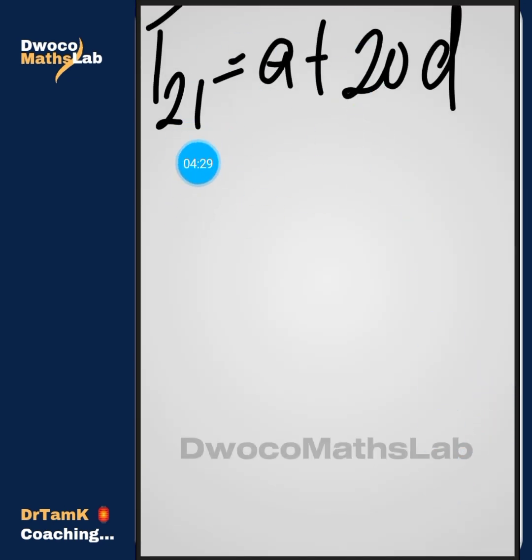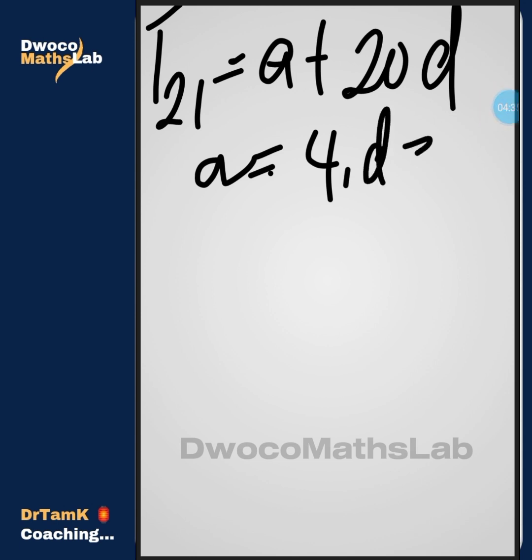All right, so guys, this is how it's going to look like, right? So we have T21 equals A plus 20D. Remember, your A is 4, while your D is what? 3. Remember that? A is 4, D is 3. Is it clear? Your A is 4, D is 3.